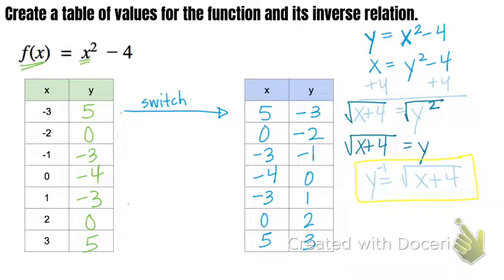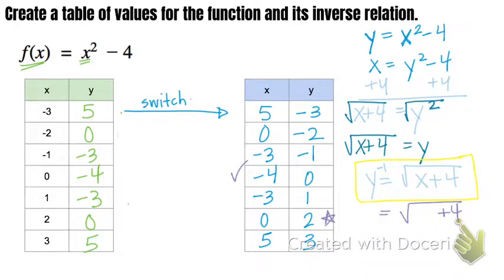And if you'd like, you could check it. So let's pick a point. Let's pick this -4, 0. So we want to put -4 in for x. So it would be -4 plus 4, and see if that equals 0. Well, -4 plus 4 is 0. The square root of 0 is 0. So that works. Let's test one more.